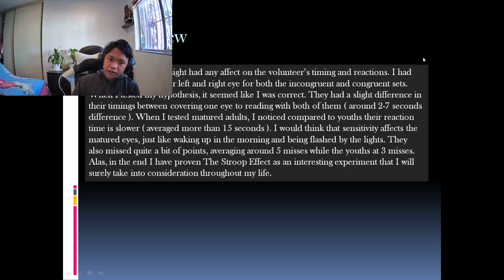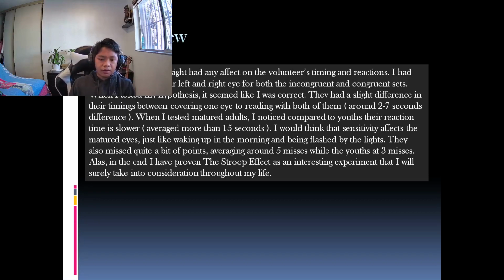I also wanted to test if eyesight had any effect on the volunteers' timing and reactions. I had each person cover their left and right eye for both incongruent and congruent sets when I tested my hypothesis. It seemed like I was correct. They had a slight difference in their timings between covering one eye and reading with both of them, around maybe 2 to 7 seconds. When I tested the mature adults, I noticed that compared to the youth's reactions, their time was slower, averaging more than maybe 15 seconds.